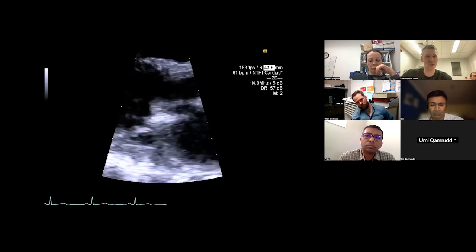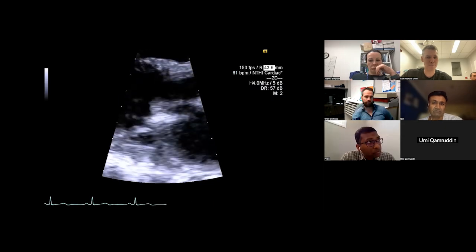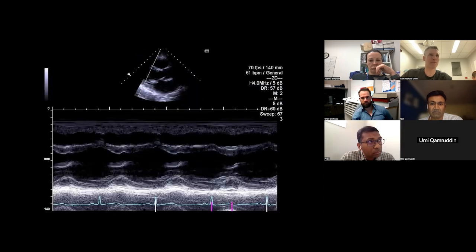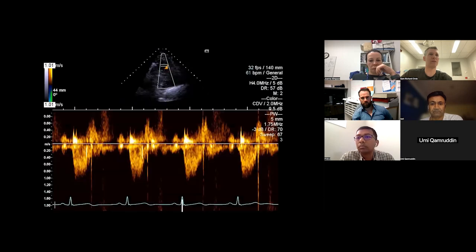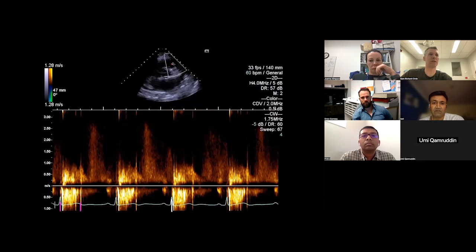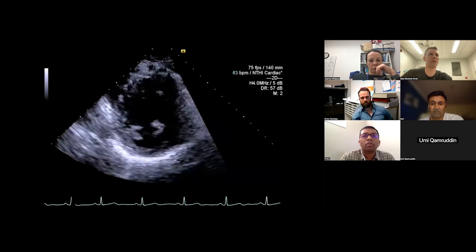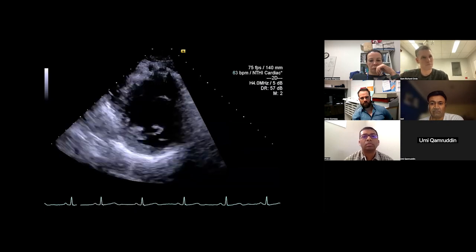Are there any other diagnoses you can think of other than infective endocarditis that can give this appearance? It could be non-infective endocarditis, or there could be a lipoma or some primary malignancy like fibroelastoma.